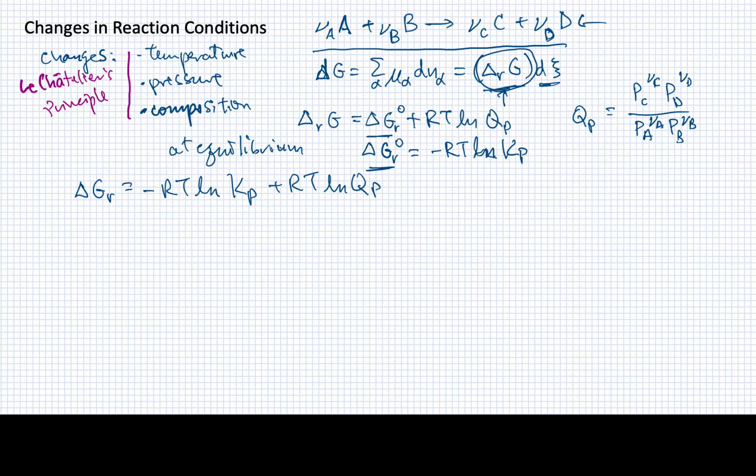And I can combine these now just using a simple property of logarithms, that if I have negative log A plus log of B, the result is going to be log of B over A. So if I use that property of logs, I can write this very compactly as RT log of the reaction quotient divided by the equilibrium constant.